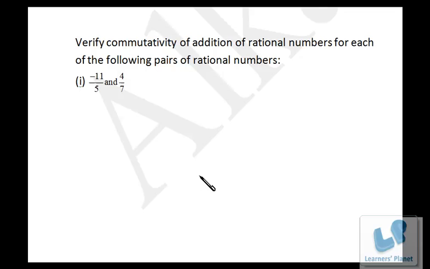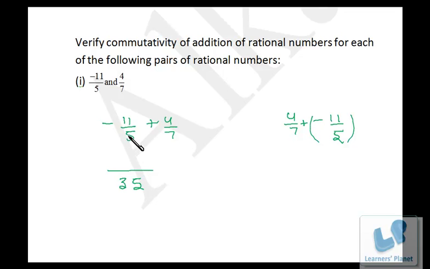Now for this particular set of rational numbers, we have to verify the commutativity of addition of rational numbers, right? So what we do, I just add this, okay, and here I add this. Okay, now how do we solve it? It's 35. 5 into 7, the 35 is LCM of 5 and 7. So now 5 into 7, that 7 into minus 11 is minus 77, plus 7 into 5, and that 5 into 4 is 20. So what we are getting over here? Minus 57 by 35, right?